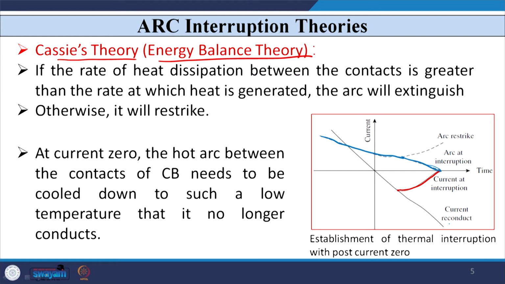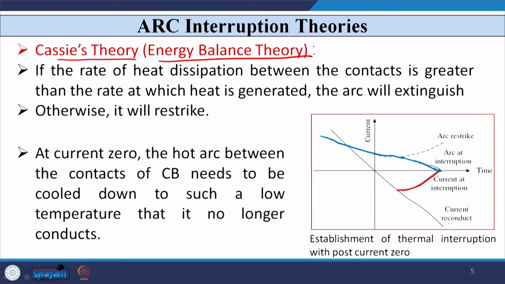Now, one more thing: as I told you, the current is always interrupted at natural current 0 for an AC circuit. So, at current 0, the hot arc between the contacts of the circuit breaker needs to be cooled down. Basically, whenever we want to deionize the medium or arc which is already ionized, we need to cool it down. So, one of the principles of this type of quenching of an arc is just to cool down the arc and reduce its temperature or intensity, so that the arc can be easily quenched.